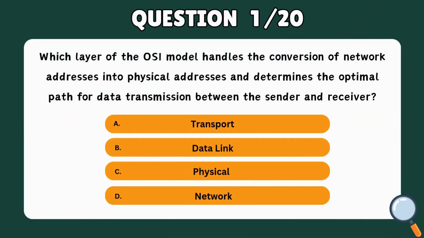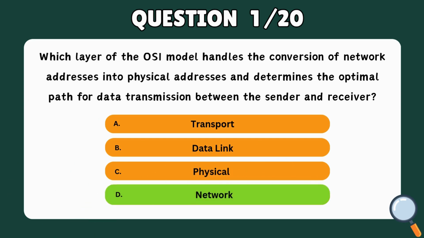Question 1. Which layer of the OSI model handles the conversion of network addresses into physical addresses and determines the optimal path for data transmission between the sender and receiver? A. Transport. B. Data link. C. Physical. D. Network.